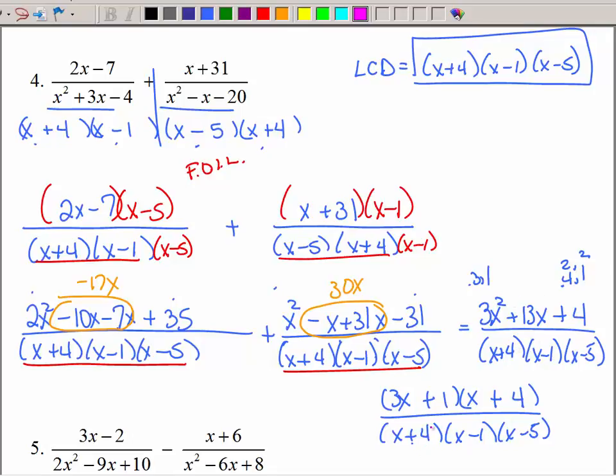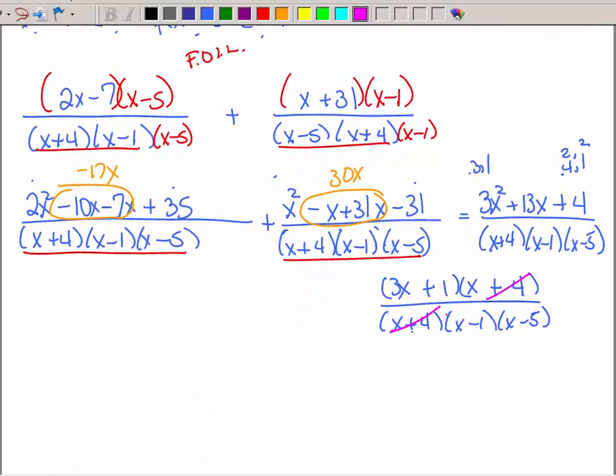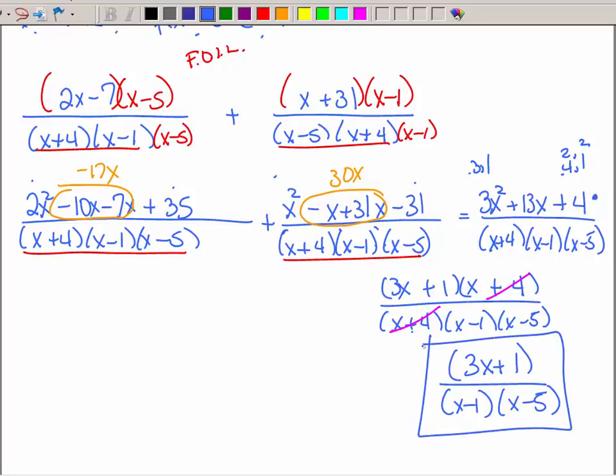And then I reduce common factors. So let's write out my final answer. What do I have? 3x plus 1, and again, I'm just going to put it in parentheses to be safe, over x minus 1 times x minus 5. So here's a real good example where I didn't know if I could stop or not. I had to go ahead and try to factor that, and sure enough, it had a common factor, and that's my final answer.